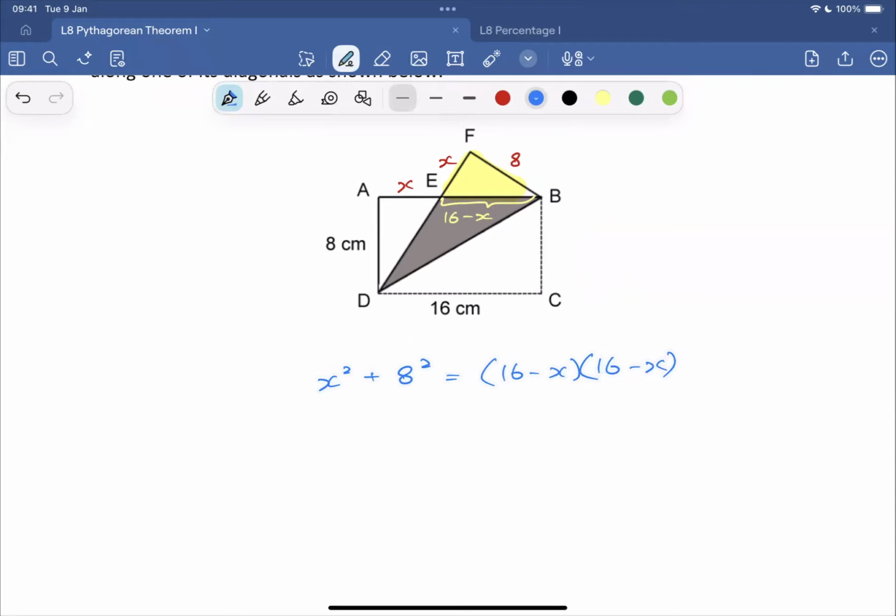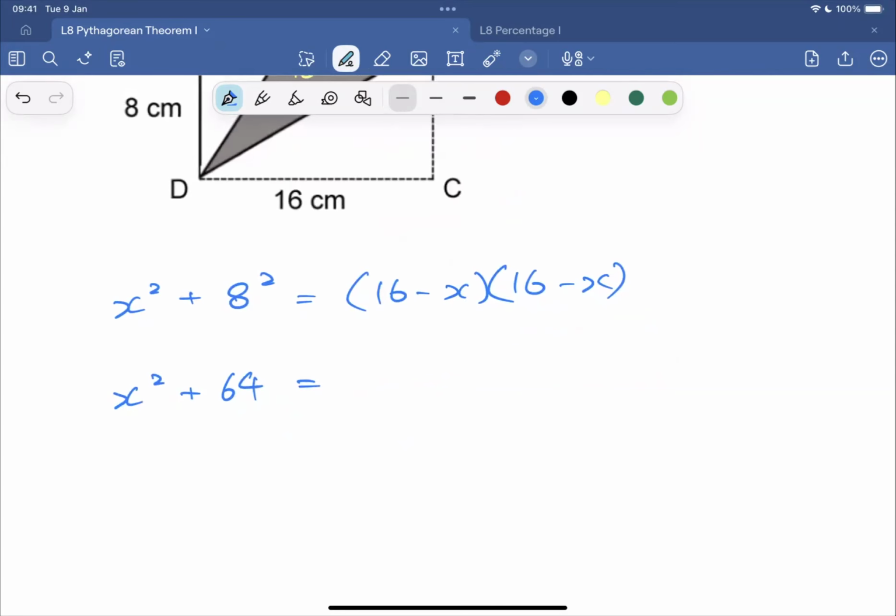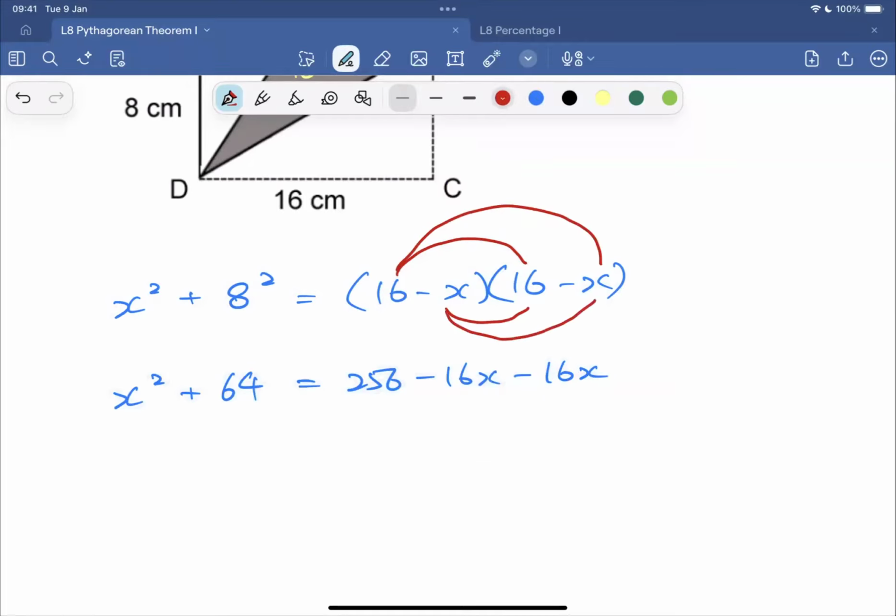Okay, so we take turns to multiply. Let's write it down first. X squared plus 64 equals to, okay, 16 times 16, which is 256. Take turns to multiply. 16 times minus x, minus 16x. X times 16, minus x times 16 is minus 16x. Negative x times negative x is positive x squared.